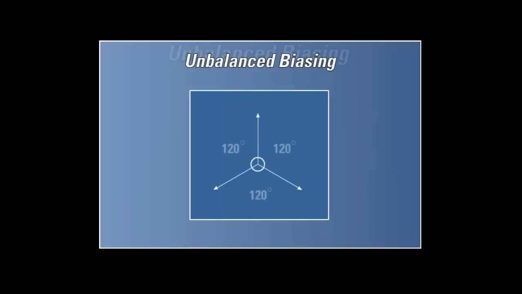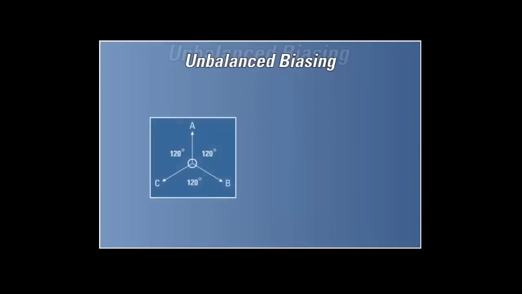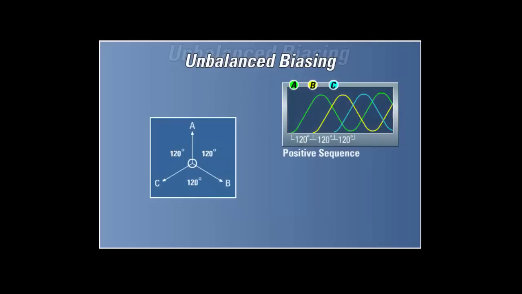Unbalanced biasing. A balanced three-phase system is one in which the phase vectors are 120 degrees apart and of equal magnitude. If either condition is not met, the system is considered unbalanced. The amount of unbalance is calculated by comparing the positive sequence current to the negative sequence current. A positive sequence set of vectors consists of three equal vectors that are displaced by 120 degrees and have a rotational phase sequence of ABC.